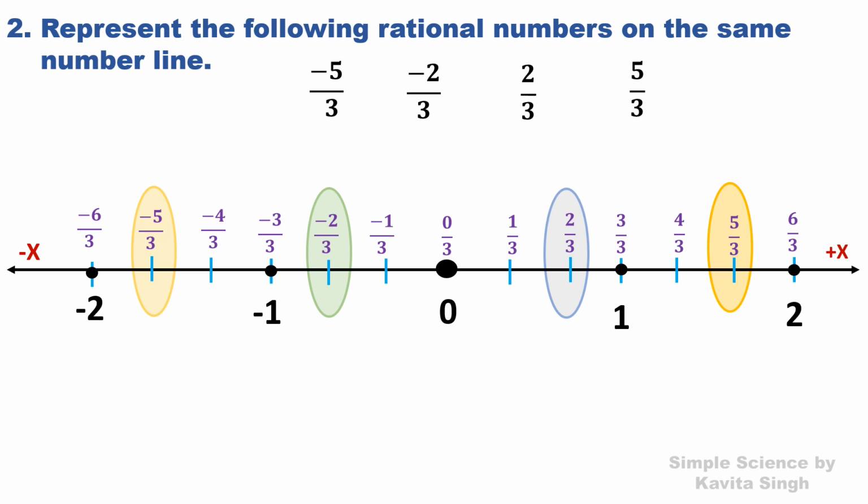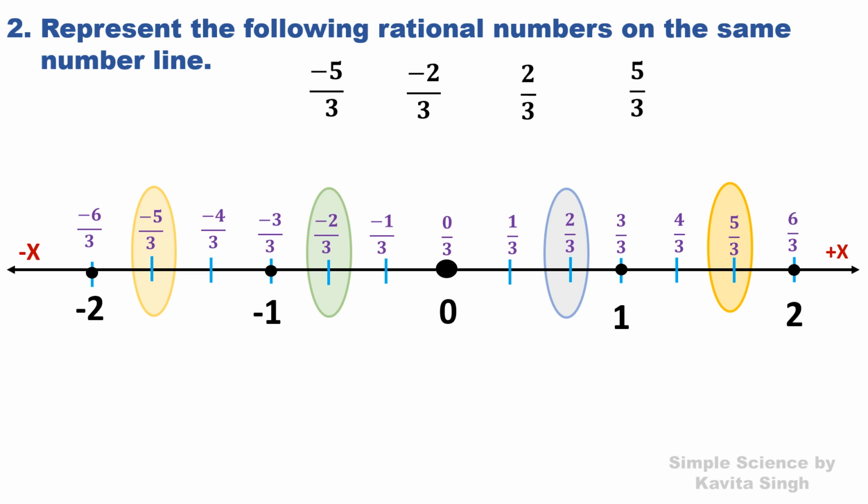To get 2 by 3, you will move 2 steps on right hand side from 0. To get 5 by 3, you will move 5 steps on right side from 0. Similarly, to get minus 2 by 3, you will move 2 steps on left hand side or negative side from 0. And to get minus 5 by 3, you will move 5 steps on negative side from 0.